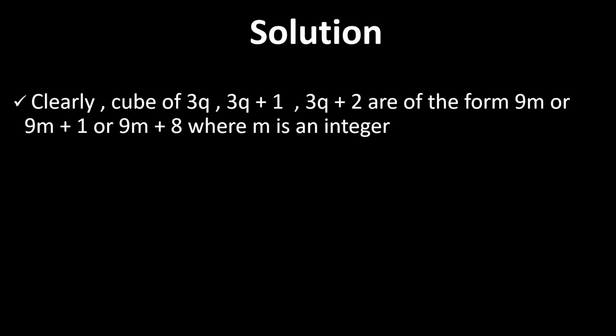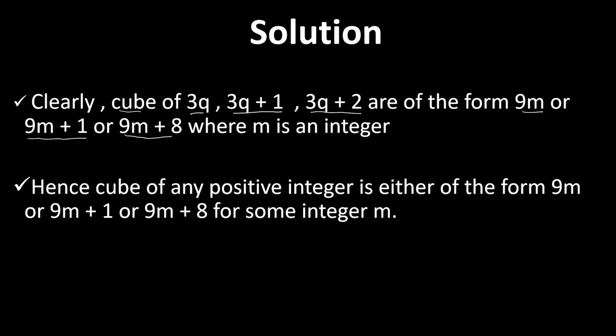So, clearly, cube of 3q, 3q plus 1 and 3q plus 2 are of the form 9m or 9m plus 1 or 9m plus 8, where m is an integer. And hence, we can conclude that cube of any positive integer is either of the form 9m or 9m plus 1 or 9m plus 8 for some integer.